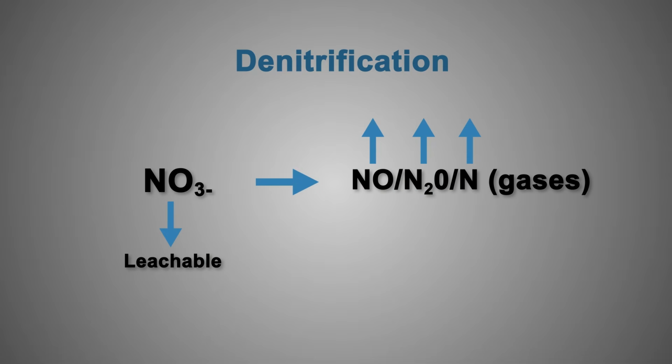So this is what happens when we have nitrate and your soils become saturated. Those organisms convert that over to these gases and they go off into the atmosphere. That's denitrification, and that's not good. So the next fertilizer form we're going to talk about is urea and urea hydrolysis.